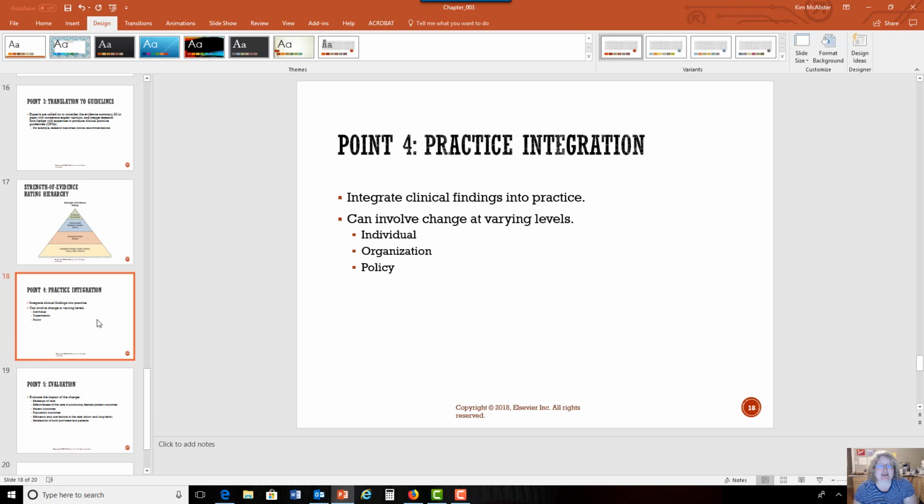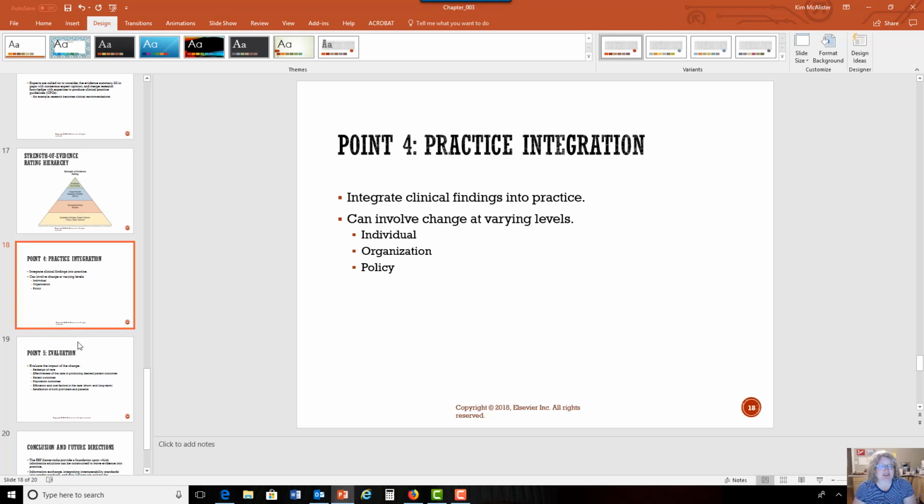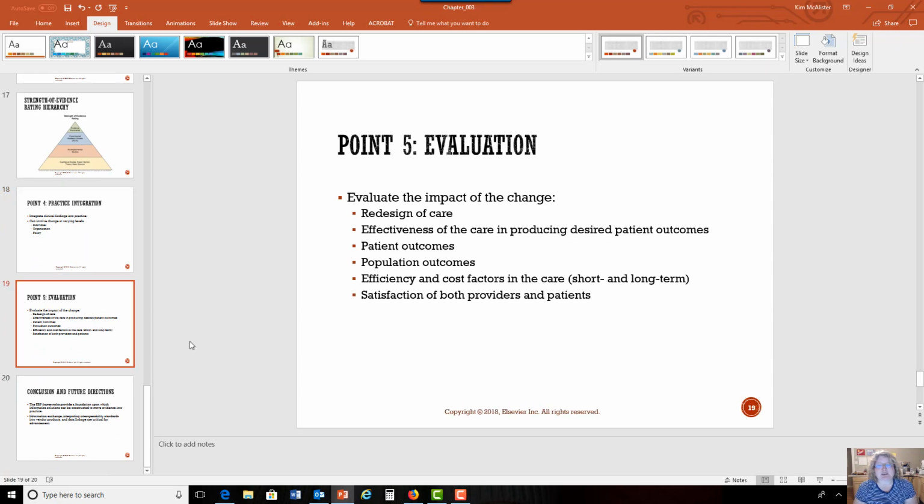And then again, integrating into practice, that can be in individual organizations, it can be policies. It just depends on how big the issue is, how big the knowledge is. Is it something that's only going to work in your particular unit? Is it something that's going to work in your hospital? Is it something that would apply to nursing nationwide? And so based on that, you're going to look at who you're going to be involved in helping to translate that information.